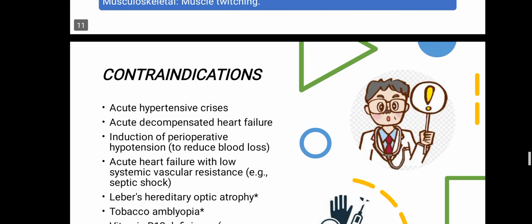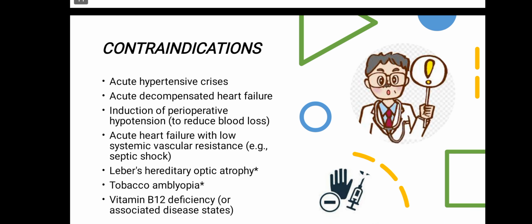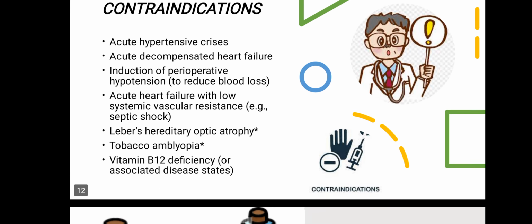The contraindications of sodium nitroprusside. Acute hypertensive crisis, acute decompensated heart failure, induction of perioperative hypertension to reduce blood loss, and acute heart failure with low systemic vascular resistance, for example septic shock. Leber's hereditary optic atrophy, tobacco amblyopia, and vitamin B12 deficiency are associated disease states.